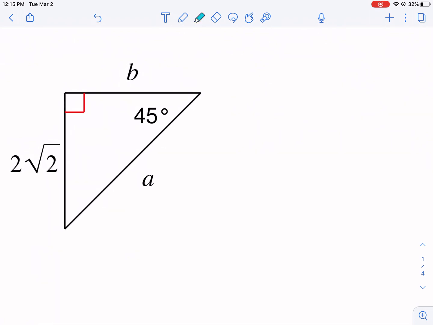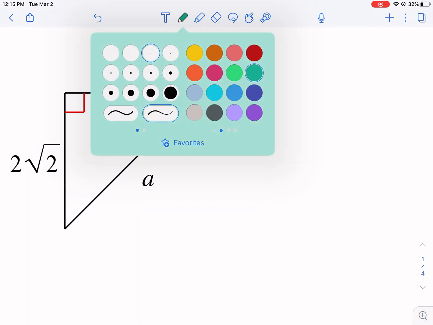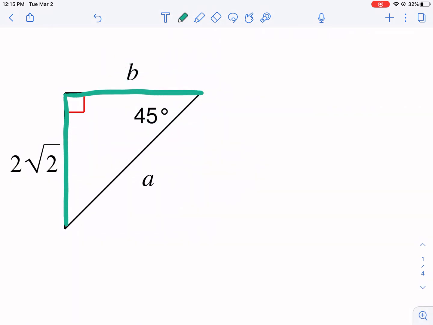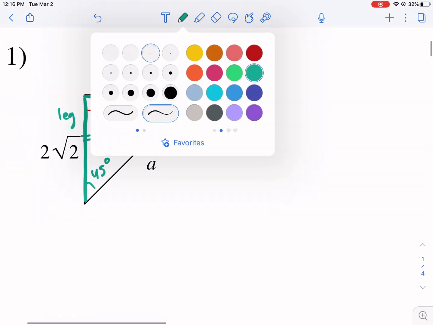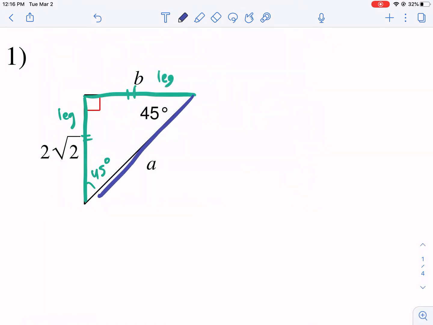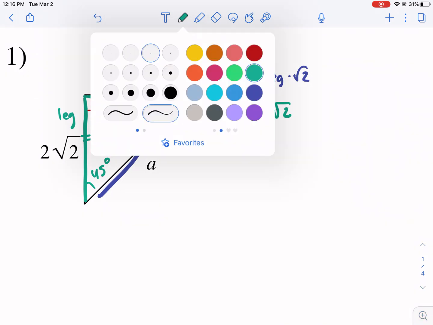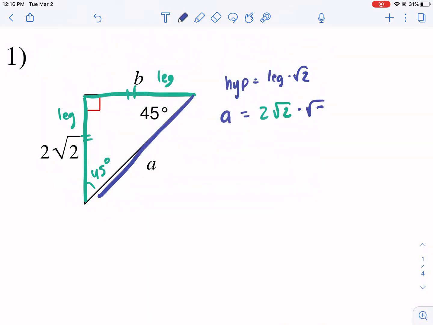First thing you got to recognize is it's a 30, 60, 90, okay? That means we have 2 legs here that are equal. And the reason why I know it's, did I say 30, 60, 90? I meant 45, 45, 90, okay? 2 45s. That means these legs are equal. And that means our hypotenuse, this blue side, the A, or the hypotenuse, is going to be equal to the leg times radical 2. Well, we know what the leg is. The leg is 2 radical 2, and then we need to multiply that by radical 2 still.